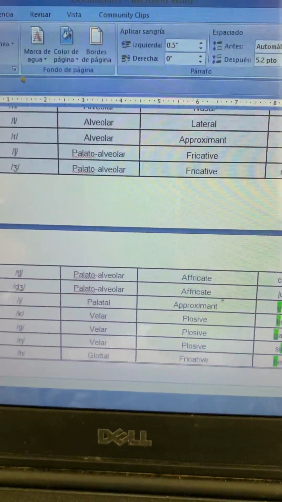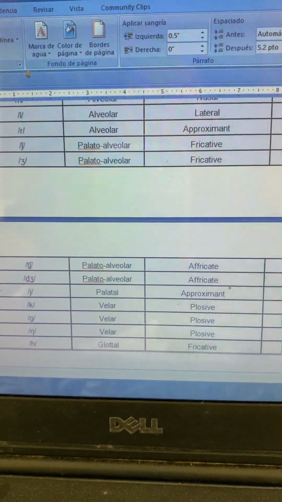That was everything about the consonant phonemes in English.